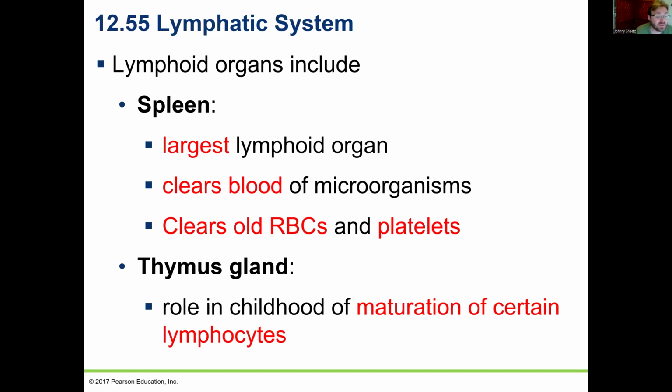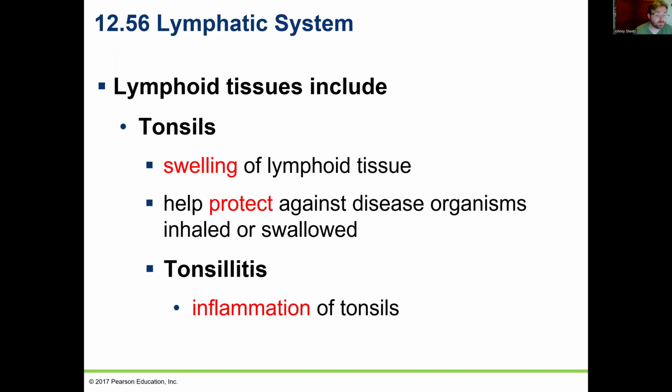Now, the thymus gland is going to play a role in maturation of lymphocytes in childhood. In addition, it's going to release a lot of hormones that are going to help regulate the lymphatic system. The tonsils are a larger lymph node. This is going to help protect against diseases that are inhaled or swallowed. It's an important part of the immune function of our upper respiratory tract. And the disease of tonsillitis is going to be inflammation of the tonsils, usually because of an extreme immune event.